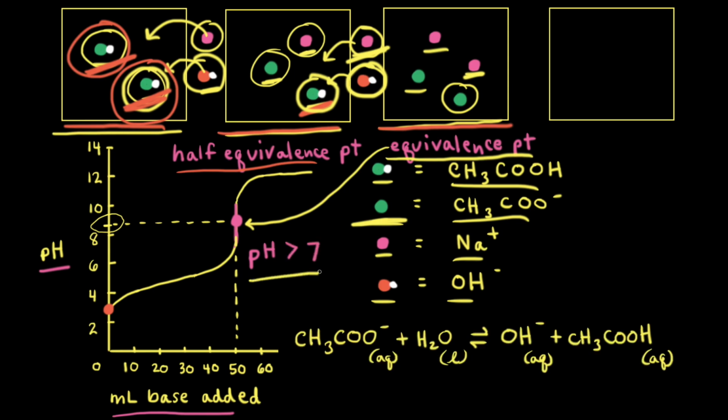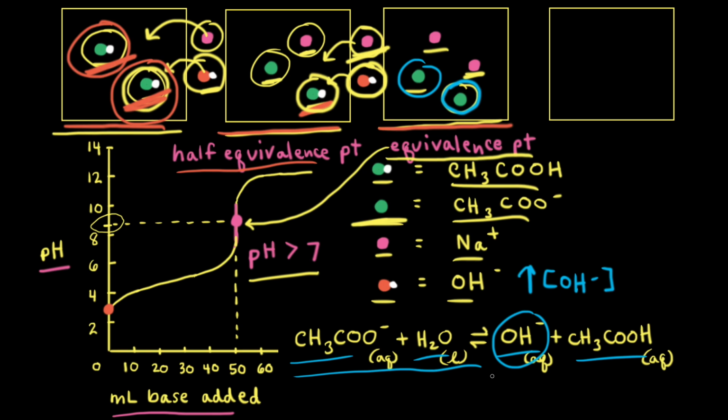The reason why the pH is greater than 7 is because at the equivalence point there are acetate anions in solution, and acetate anions react with water to form hydroxide anions and acetic acid. The pH of water at 25 degrees Celsius is 7, but because we've increased the concentration of hydroxide anions in solution, the pH will be greater than 7 at the equivalence point. This is called anion hydrolysis and is the reason why the pH is greater than 7 at the equivalence point for a weak acid, strong base titration.